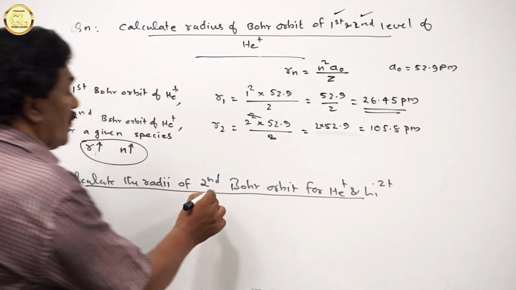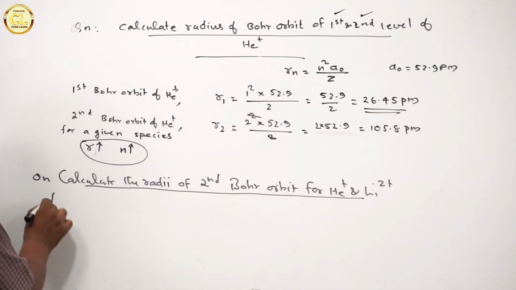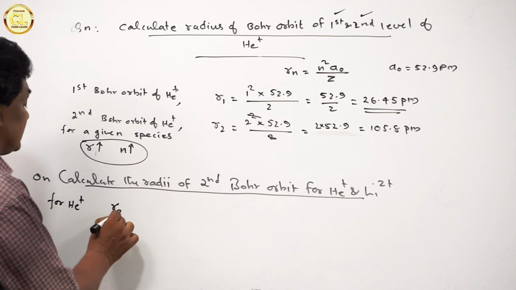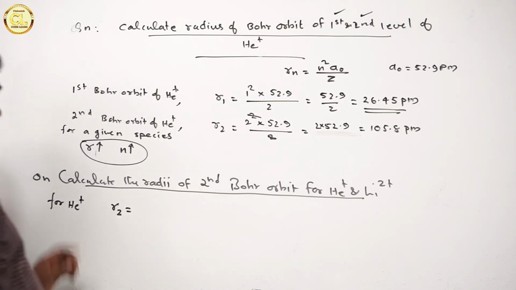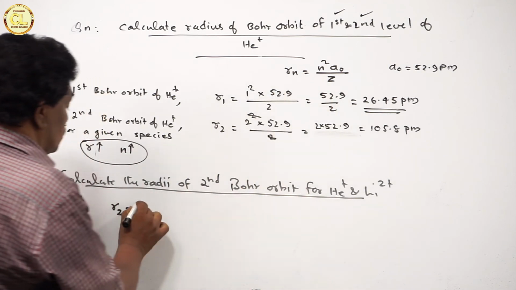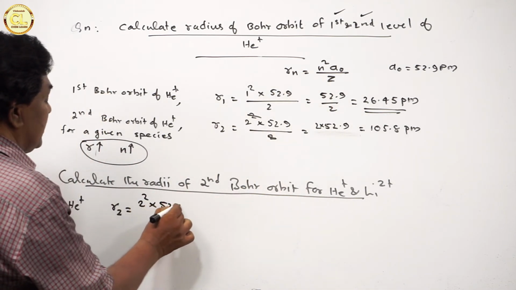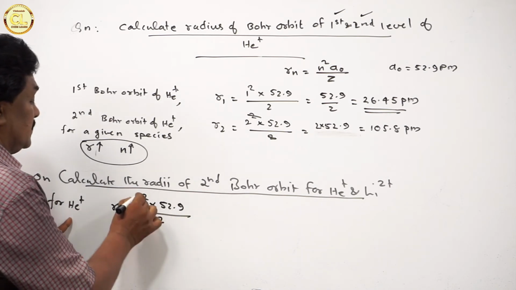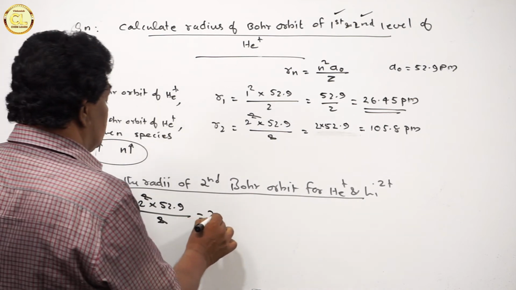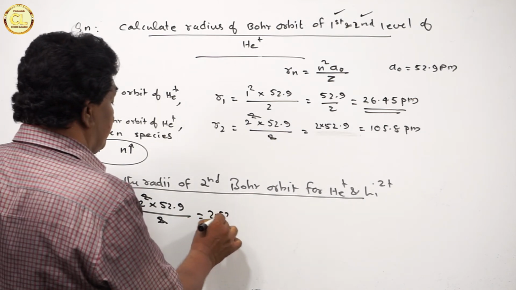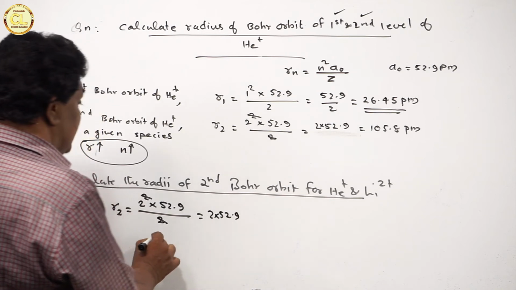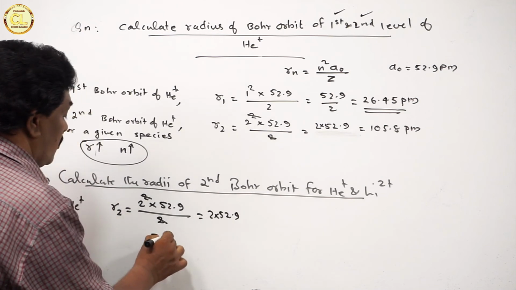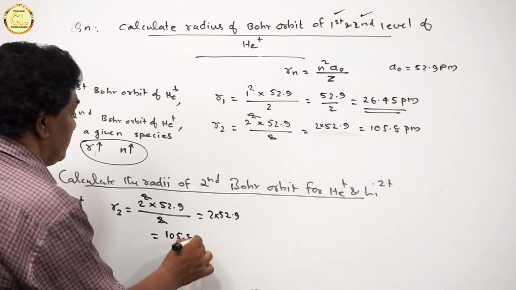Let us see for He+, the radius of the second orbit can be expressed as R2 is equal to, see, n is equal to 2. So 2 square into 52.9 divided by, for He, Z is equal to 2. 2 getting cancelled off, we get 2 into 52.9. That is equal to 105.8 picometer.